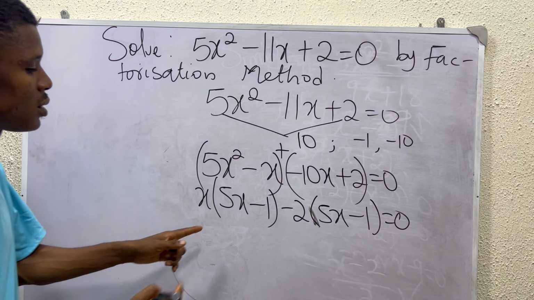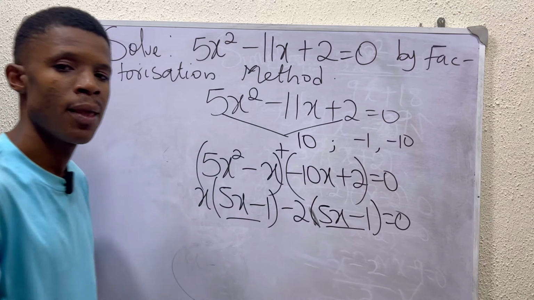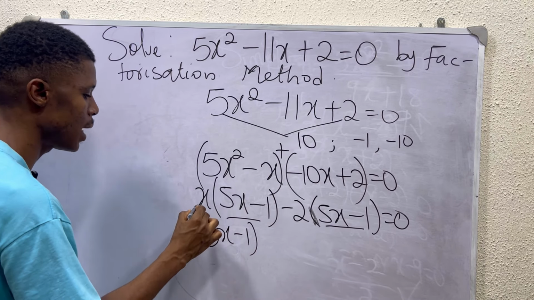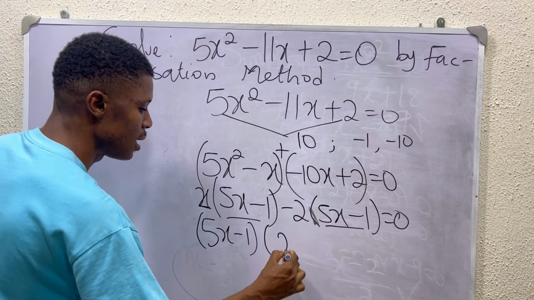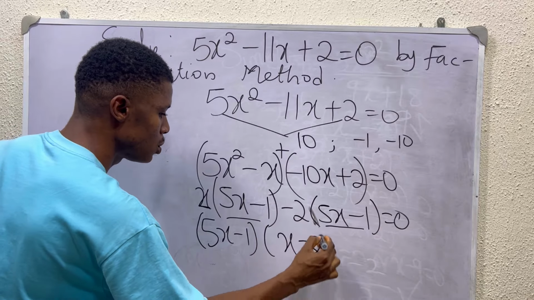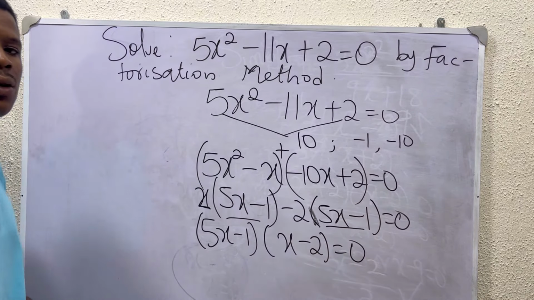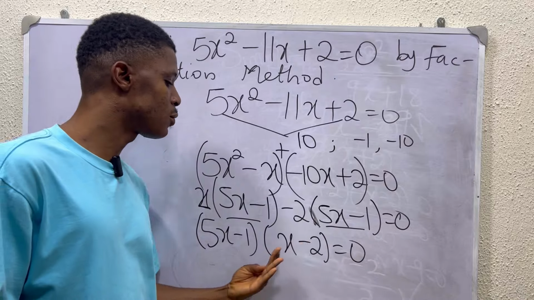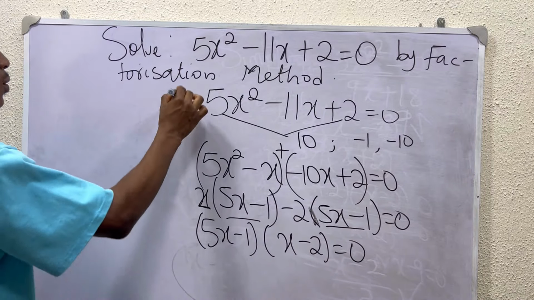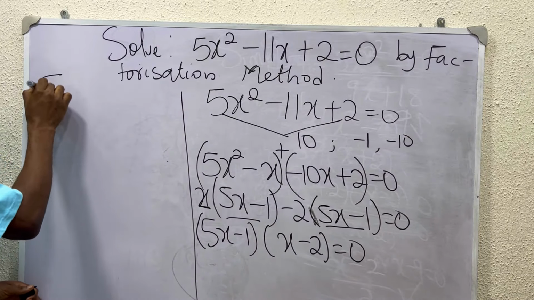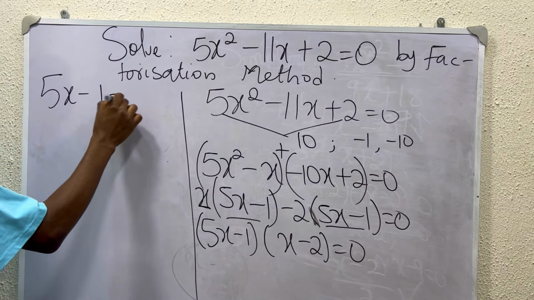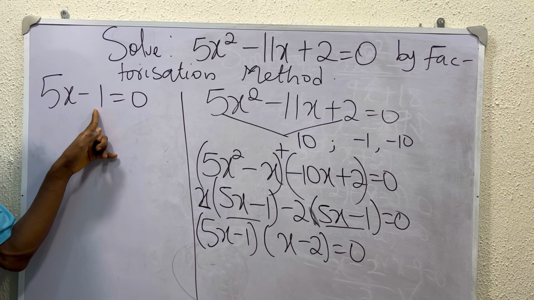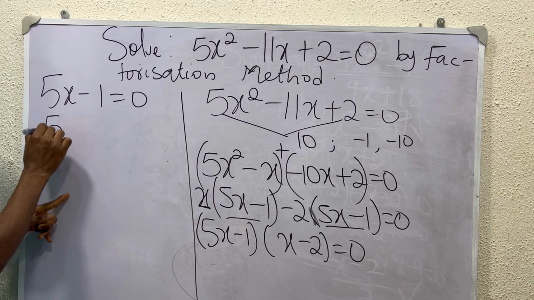Since these middle terms are the same, I can now write that 5x minus 1 in a unit bracket, and this one, which is x and minus what? 2. This is equals to 0. In quadratics, when two terms multiply to be 0, we have to equate each term to be 0. So for us to do that, we have it that 5x minus 1 is equals to 0 for the first term. So to get x, we add 1 to both sides.